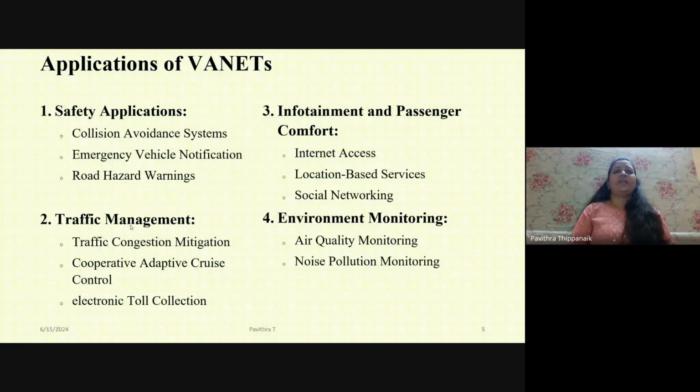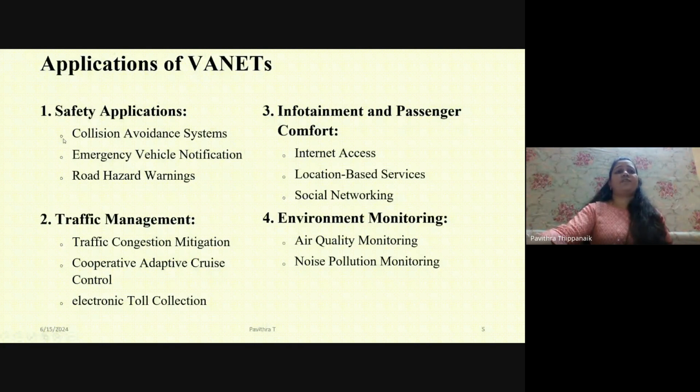Now, we know what exactly a VANET is and what the key characteristics are, right? But why do we require VANETs? There are certain applications of VANETs. The most important application of VANET is the safety application.